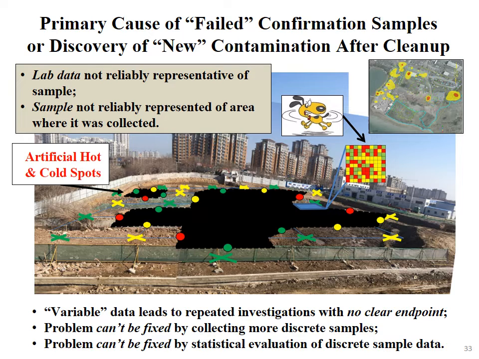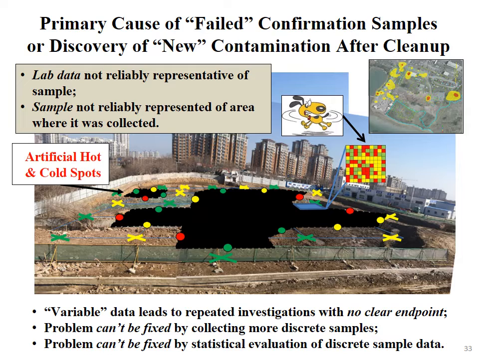This compositional heterogeneity, distributional heterogeneity, among other issues, are the primary cause for failed confirmation samples, the discovery of new contamination after you think you've cleaned up a site. So the bottom line here is that the laboratory data for a sample you submit are not reliably representative of the sample that you submitted. I think any laboratory chemist would agree to that. And also the sample you submitted that you collected in the field isn't reliably representative of the area where it was collected. So at a minimum, we would say twofold variability. It could be way, way worse than that, even several orders of magnitude different from that immediately surrounding area.